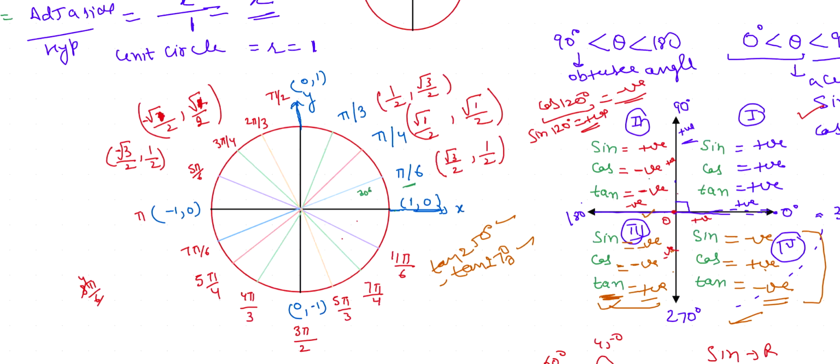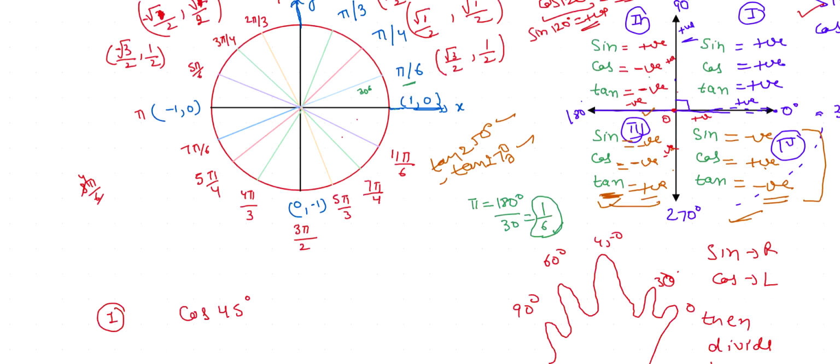Okay. As we know, what is pi? Pi is 180 degree. And if we represent it in the form of pi, just divide it by 30. How much is the part? We will get 6. So when we divide pi by 6, we will automatically get the angle 30 degree, because it is the 1/6 part of the 180 degree.